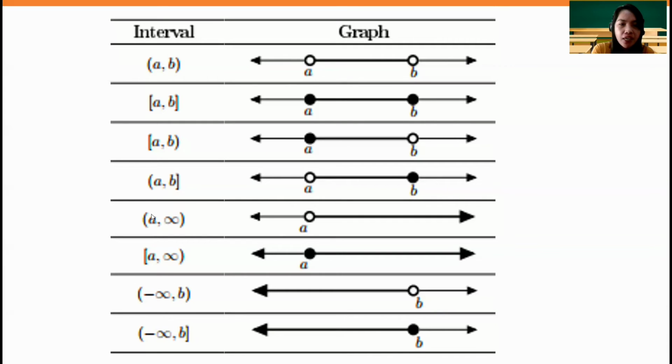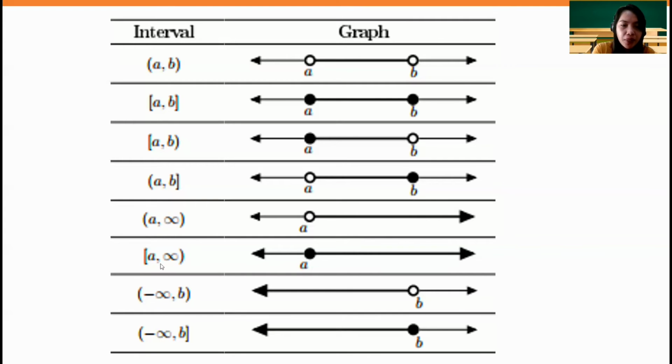Next, we have here open parenthesis A to positive infinity. Lahat ng mga numbers from A to positive infinity ay kasama sa set na ito. But take note, katabi ng A ay parenthesis, so open circle. Meaning, yung number A ay hindi kasama sa set.